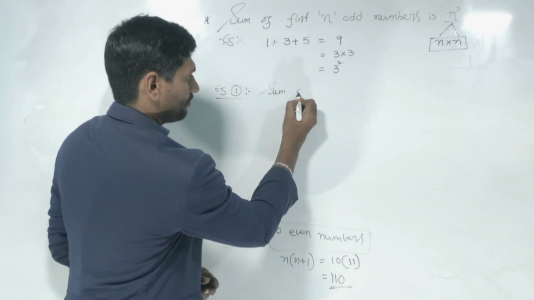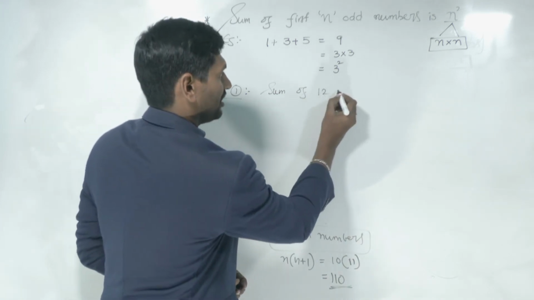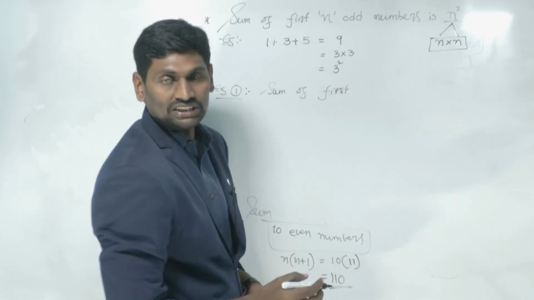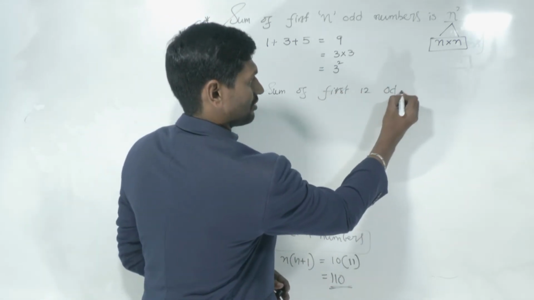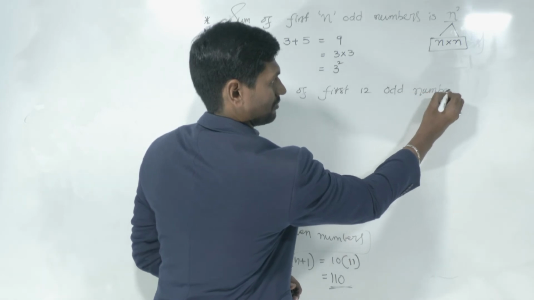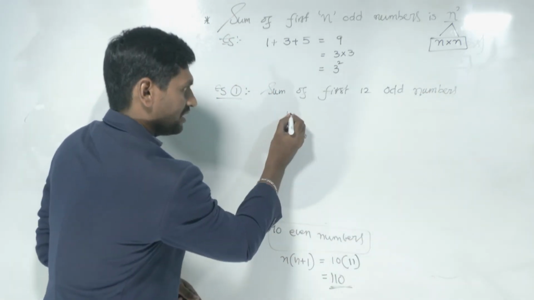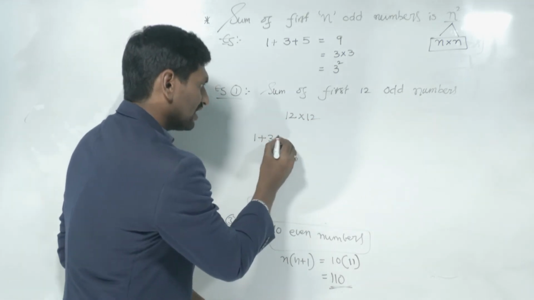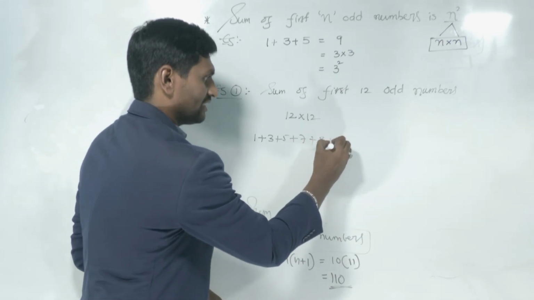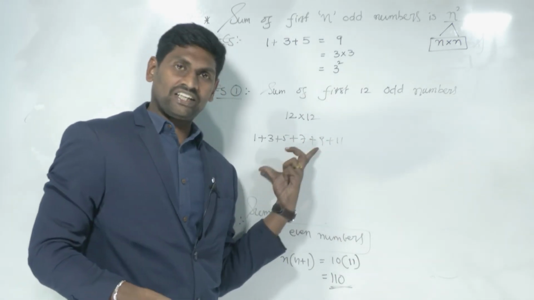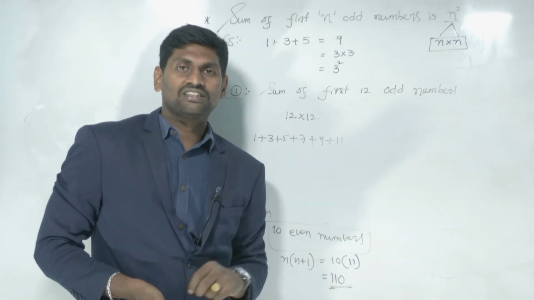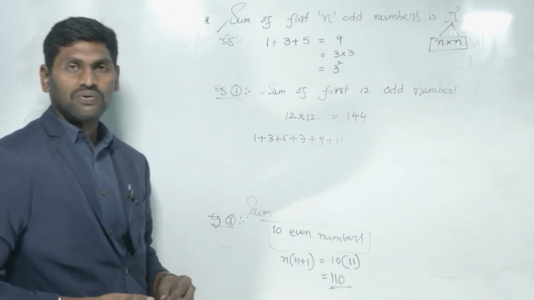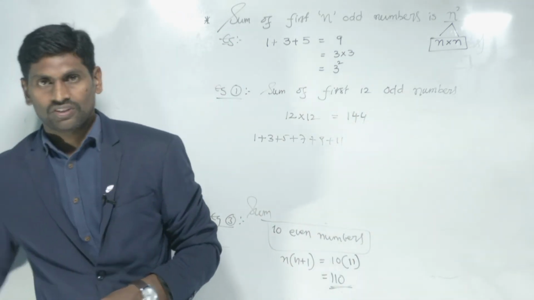Let us find the first example. Sum of the first 12 odd numbers. Simply 12 into 12. Instead of taking 1, 3, 5, 7, 9, 11 and writing all of them, writing like this will finish the answer. 12 twelves are 144. Okay?